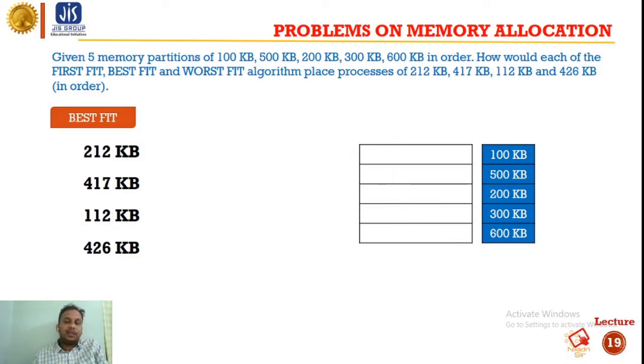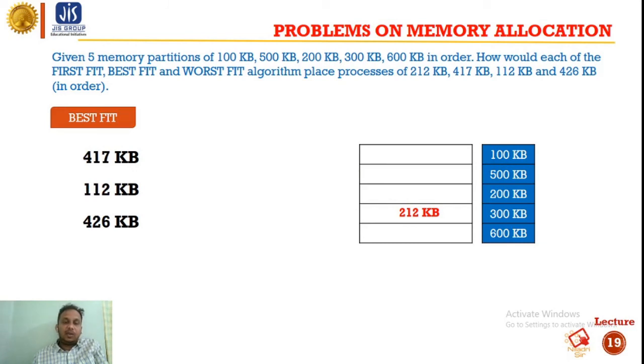Next one is best fit. We will find out the smallest among these. So 212 KB can be stored at 500 KB or 300 KB or 600 KB, and the smallest among them is 300 KB. So 212 will be inserted here.